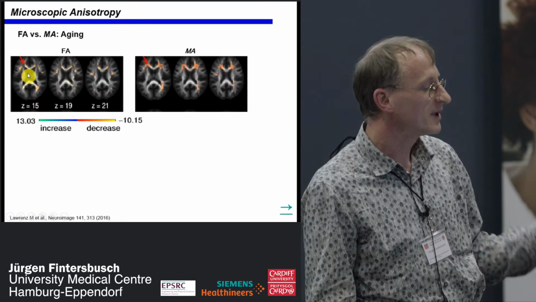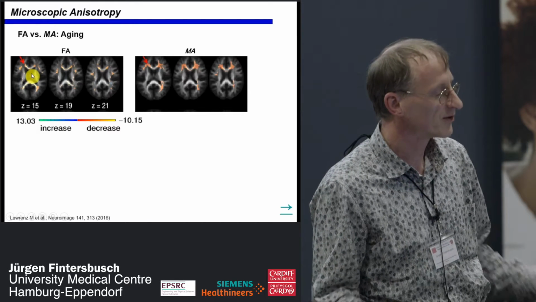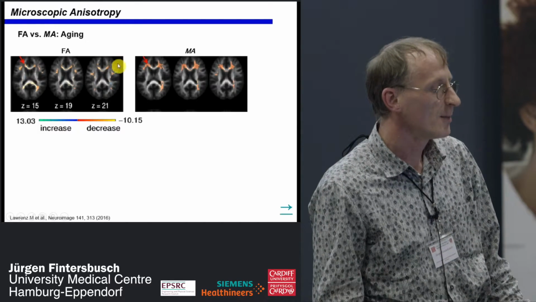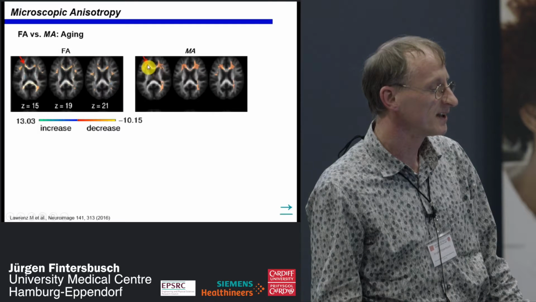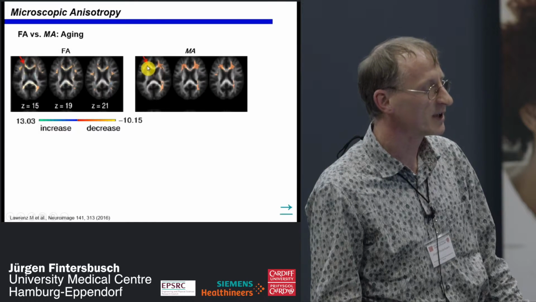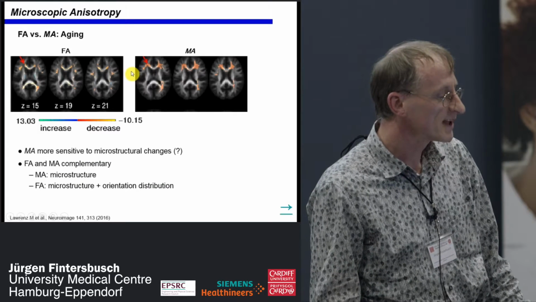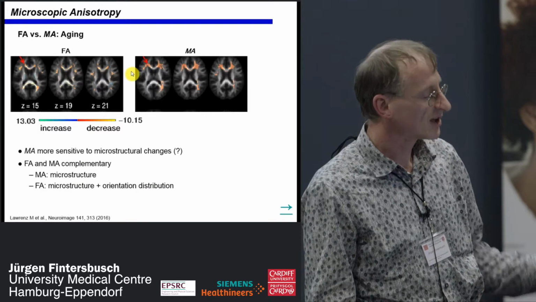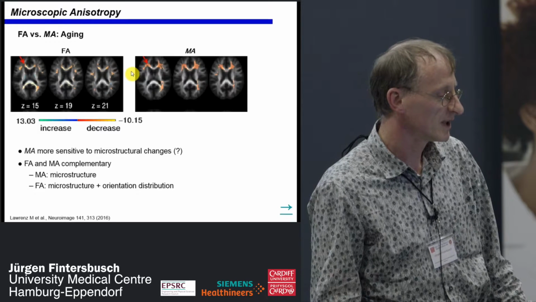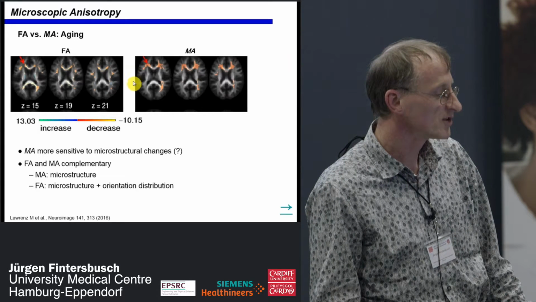Maybe because the variability between the volunteers is too large because of different fiber orientation distribution. But in the MA, you can see that. You can see that even this region with the fiber crossing now becomes statistically significant. So this means that the MA may be more sensitive to detect changes that are just microstructural in nature and are not depending on the orientation distribution.